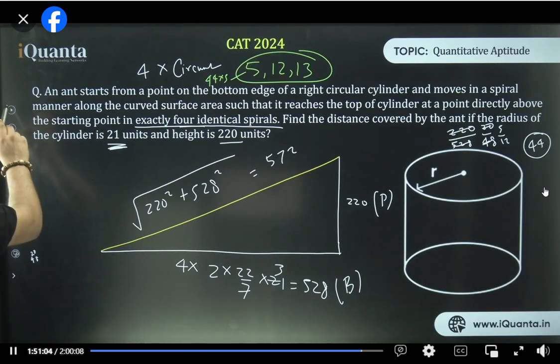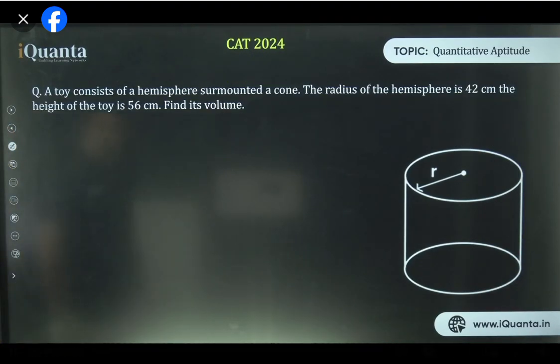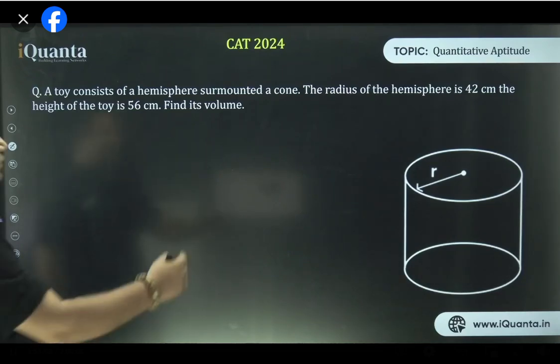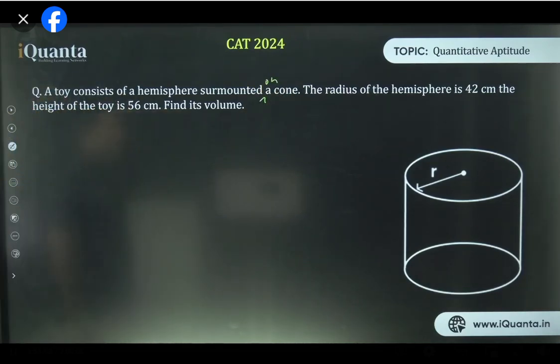Let's have an Ask Me Anything session soon. Let's solve this question. A toy consists of a hemisphere surmounted by a cone. On the cone, the radius of this hemisphere is 42 centimeter. The height of the toy is 56 centimeter. Find its volume.